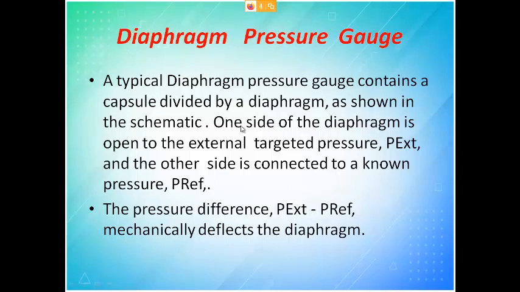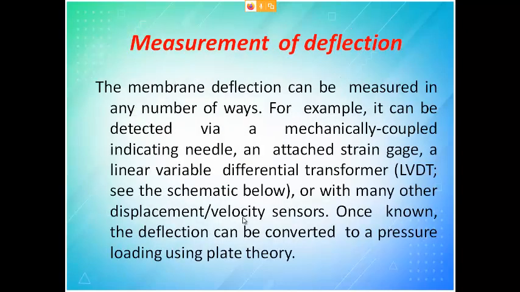One side of the diaphragm is open for the external target pressure, that we call P external, and the other side is connected to a known pressure, or P reference. The pressure difference between P external and P reference will give you the mechanical deflection. That mechanical deflection you can directly give to a mechanical movement or an electrical conversion, if you want. The membrane's deflection can be measured any number of ways. That is what I told.